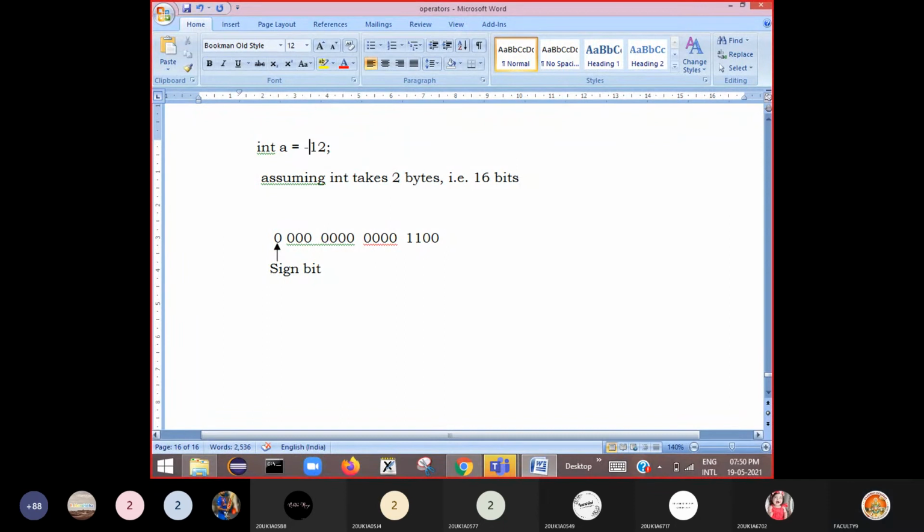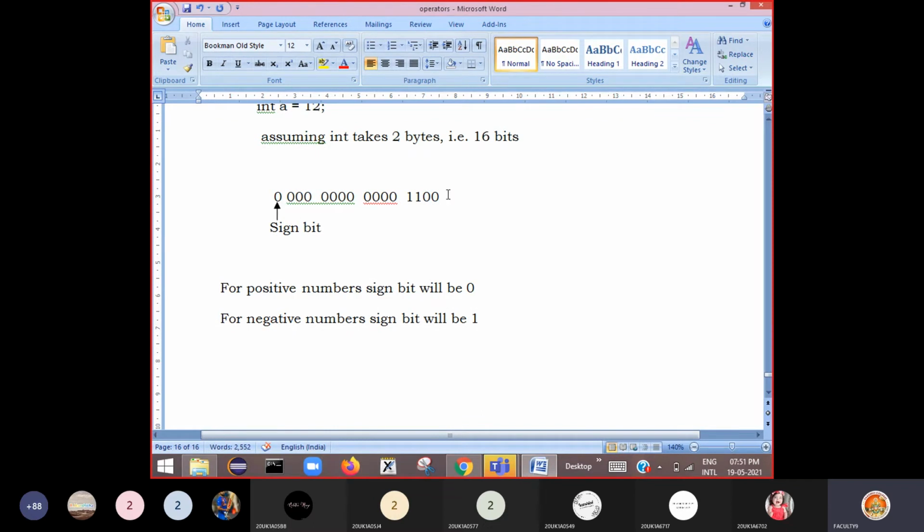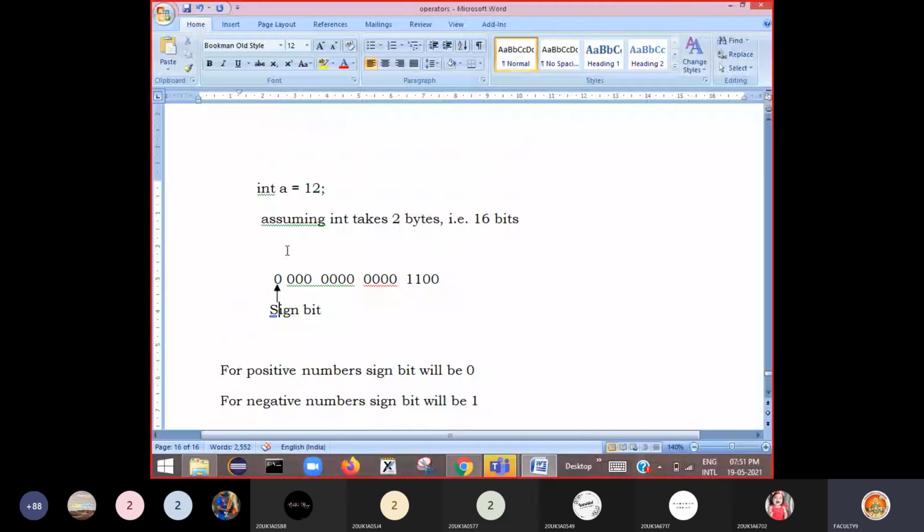Now, if a is equal to 12, just see here. For positive numbers, the sign bit will be 0. Similarly, for negative numbers, the sign bit will be 1. So out of 16 bits, 1 bit will be used for storing the sign of the number.